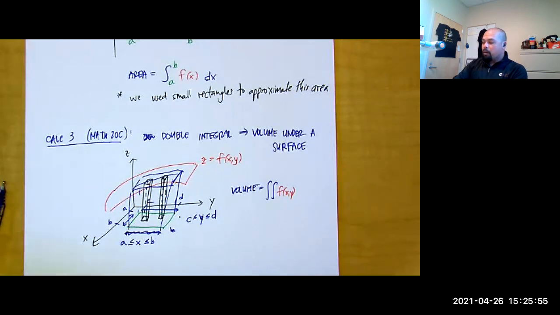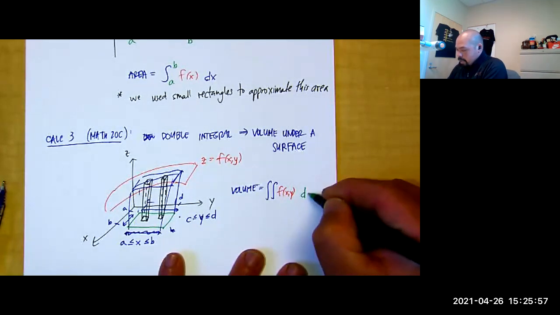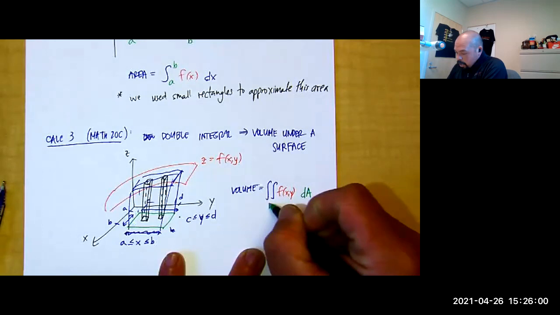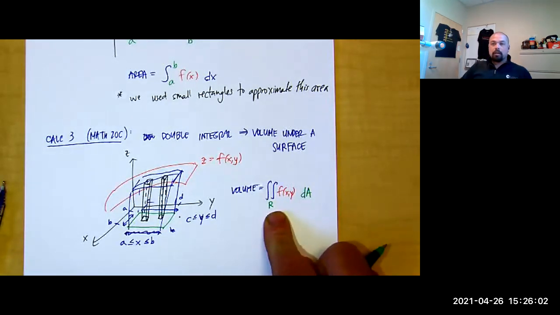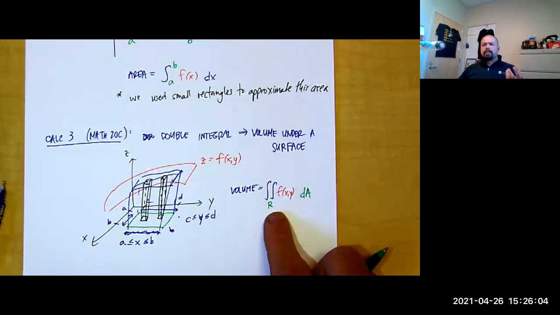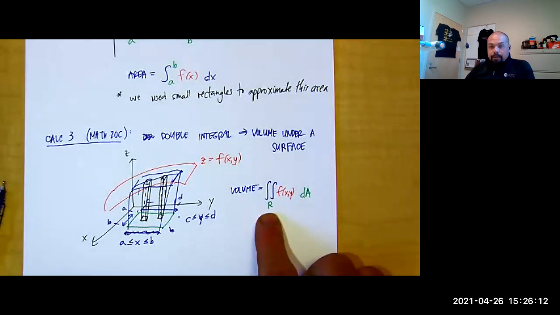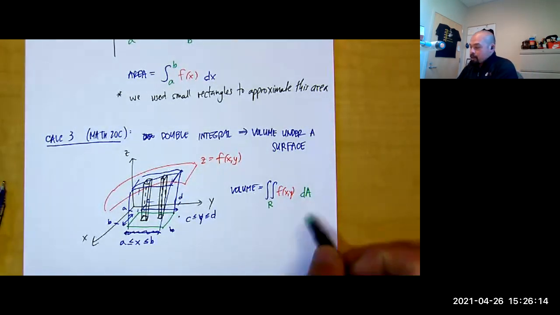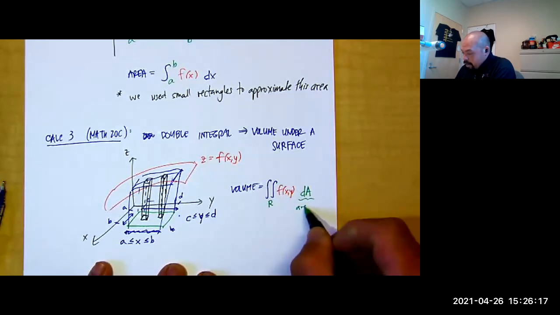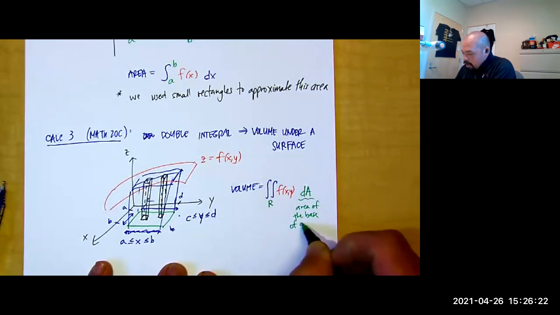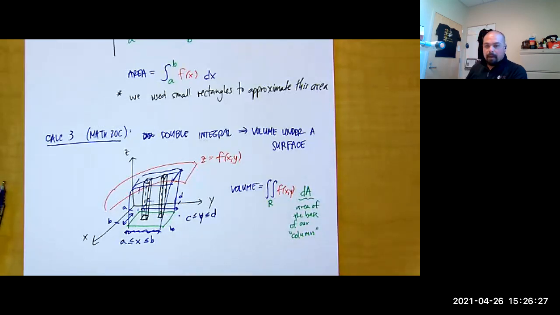okay? But now we're going to have what we call this quantity dA, and we're going to integrate over this region R. So that R, or in some cases I think we'll use a D, this domain space, okay? This is the region over which we're integrating, dA. This is going to correspond to the area of the base of our column. Right, so we're going to add up all those columns to get that volume.